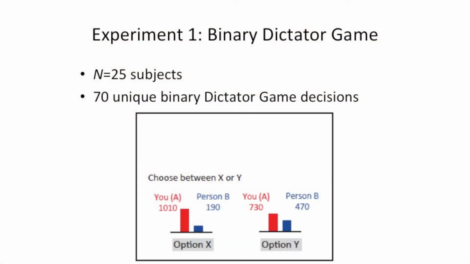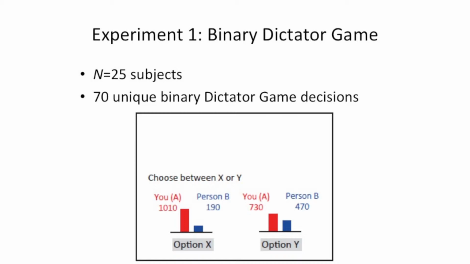So you don't have to take my word for it. Let's look at an experiment. This is an experiment with a binary dictator game. We had 25 subjects. We had 70 unique binary dictator game decisions. A typical trial would look like this. You could choose between X, which is sort of a selfish option.